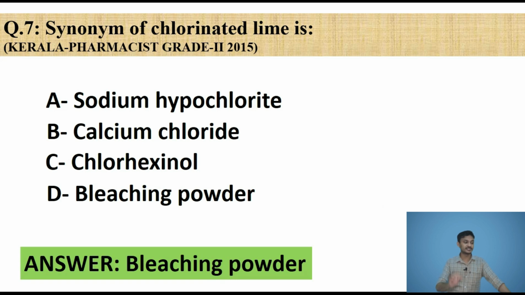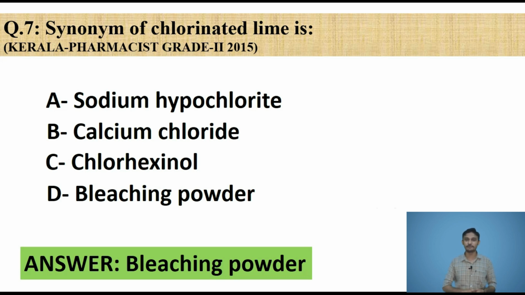The correct answer for this question, the synonym of chlorinated lime, is bleaching powder. Bleaching powder is also known as calcium hypochlorite, not sodium hypochlorite as in the first option. Bleaching powder is calcium hypochlorite because it is prepared by treating chlorine with slaked lime or calcium hydroxide.